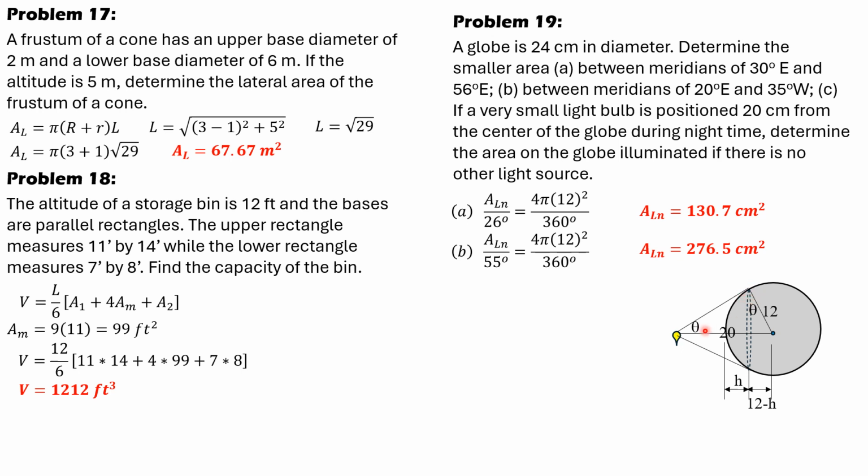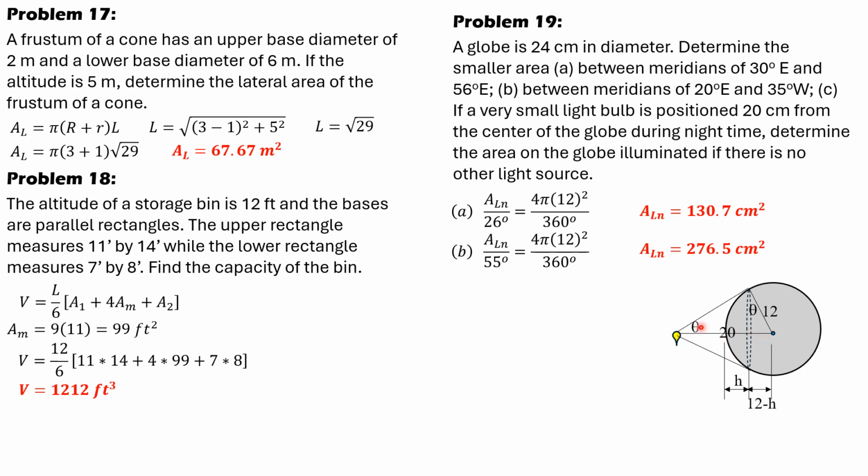So we have similar triangles here. Actually, the upper right triangle is identical with the lower right triangle. We'll just consider the upper right triangle. If I call this theta, this is also theta. The area illuminated is this portion here, which is a zone, 2 pi rh. We need to solve for h. If this is h, this part of the right triangle is radius 12 minus h.